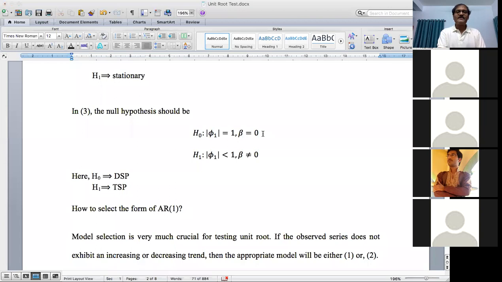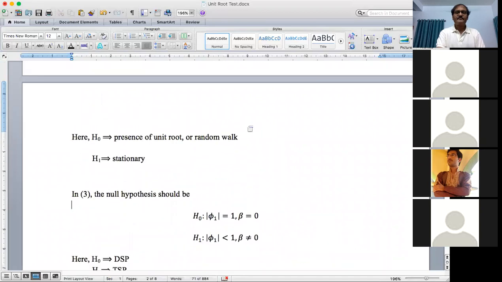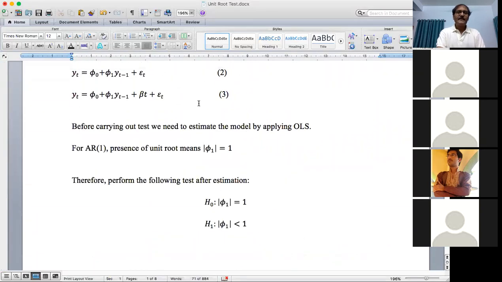And we have to consider two parameters, phi 1 and beta, both in the null as well as in the alternative hypothesis. So what would be the interpretation of the null hypothesis here? If we have phi 1 equal to 1 and beta equal to 0, look at equation 3. If beta equal to 0, there is no deterministic trend. And if phi 1 is equal to 1, there is a stochastic trend. And in this case, the process will be called difference stationary process.